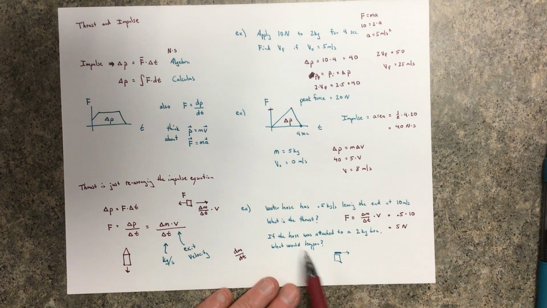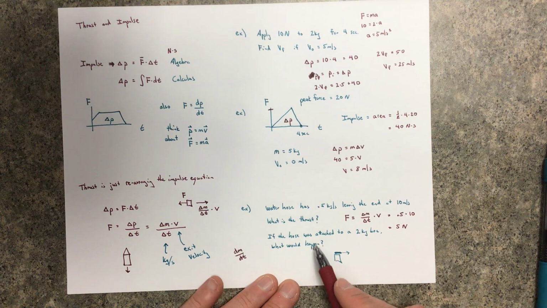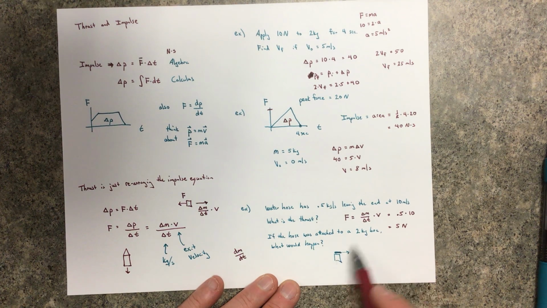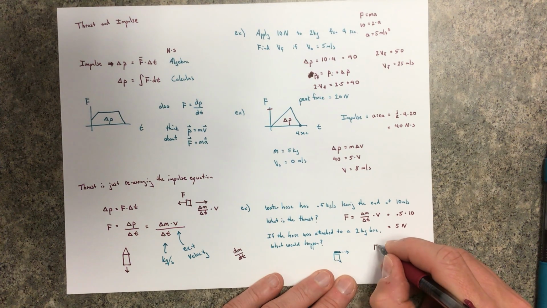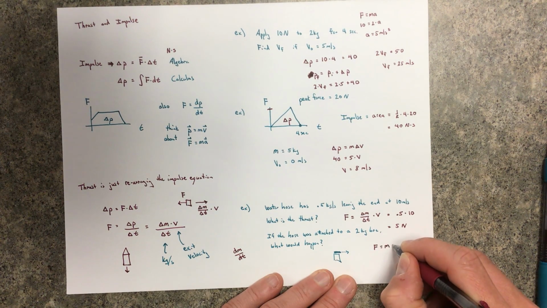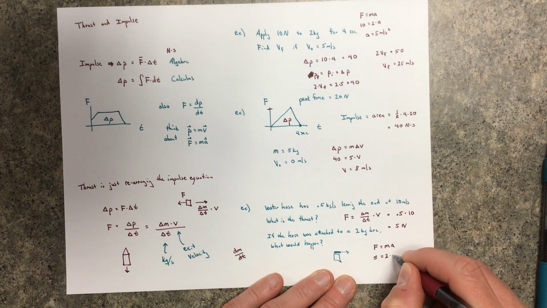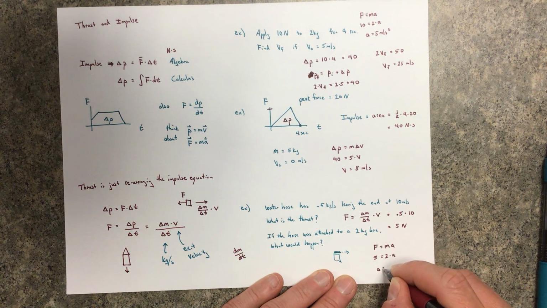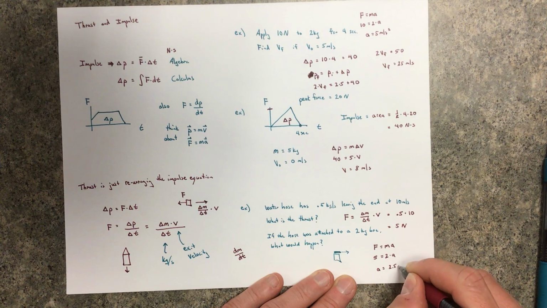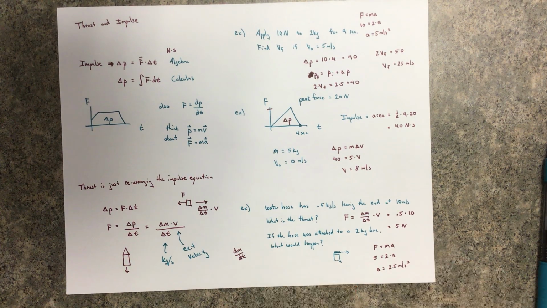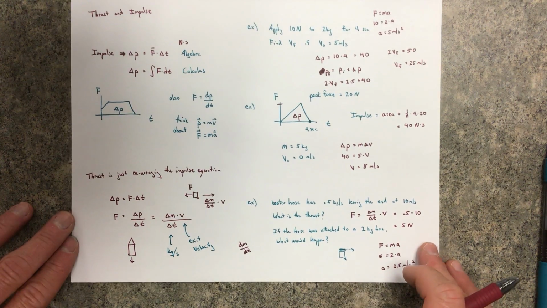Okay, so the next part says if there was a hose attached to a 2 kilogram box. So if the hose was attached to here, well, what would happen? Well, the thrust would cause that mass to accelerate. And so 5 newtons would make 2 kilograms accelerate the other direction at 2.5 meters per second squared. Okay, so the algebra is not too bad on thrust.